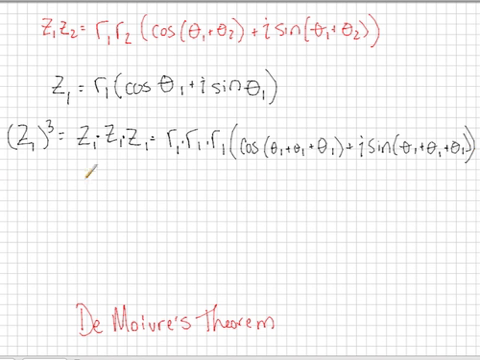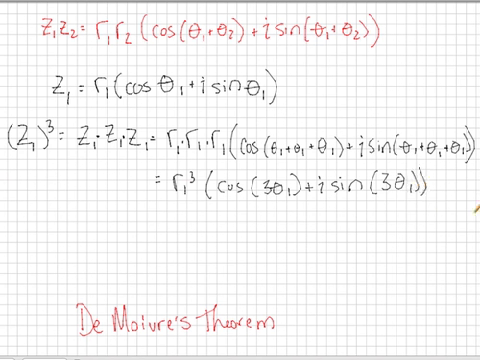Let's go ahead and simplify that. What we get is that this is equal to r sub 1 to the third times cosine of 3 theta sub 1 plus i sine of 3 theta sub 1.